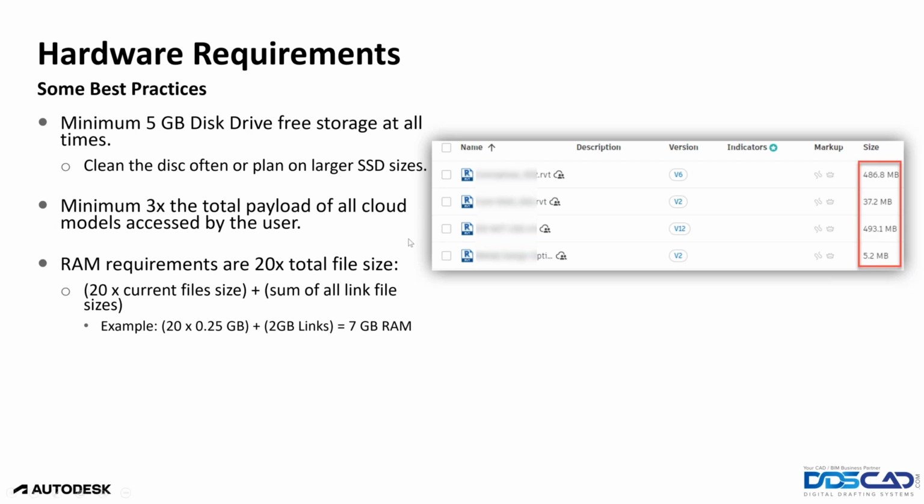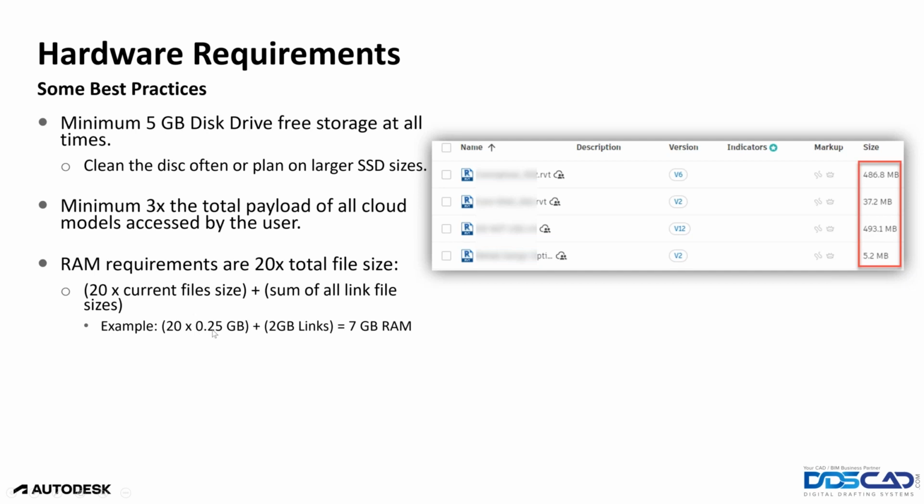As far as RAM requirements, they typically would recommend 20 times the total file size in RAM. So here's a little formula: 20 times current file size plus the sum of all the linked file sizes, because when you link those files in, it's opening them as well. It has to hold them in RAM. RAM, for those that don't know, is random access memory. It's temporary storage, but anytime you open anything on your computer, it's held in RAM. So the more RAM you have, the more easily your computer is able to multitask.